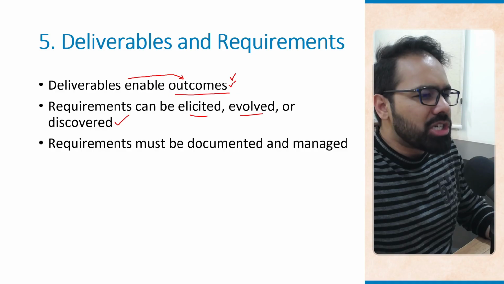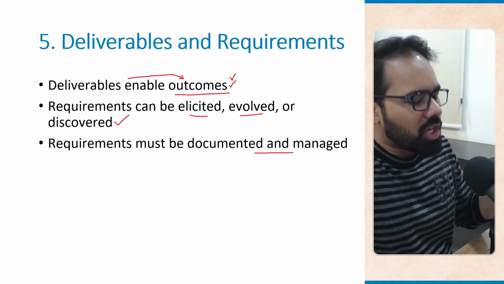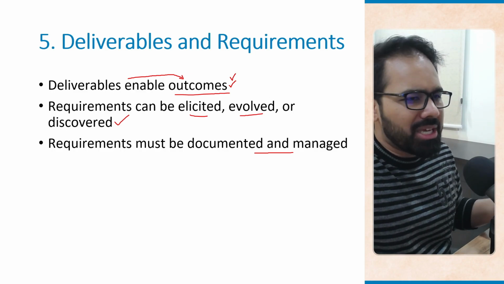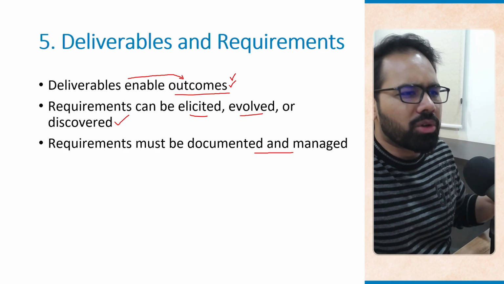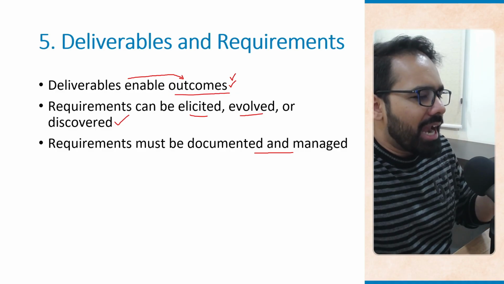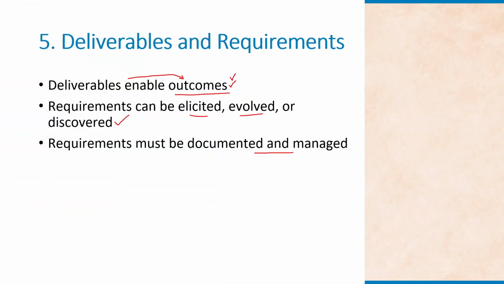Requirements must be documented and managed because poorly managed requirements often lead to scope creep. So, having a product backlog or maybe a requirements register, a requirements document, or a specifications document ensures that changes are tracked and approved, and your scope of the project does not go haywire everywhere, right? So that's something which is very important. I hope you found this slide very helpful because it talks about two of the most important aspects of delivery: deliverables and requirements, and also make sure that deliverables enable outcomes.